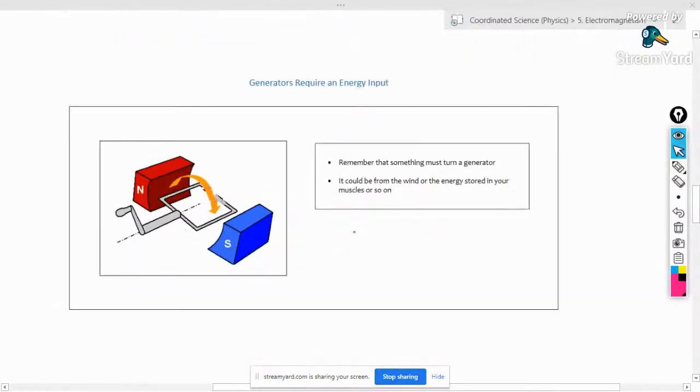Okay, so again, this is just a reminder that you have to have an energy input. In this case, in this little picture, you would have to have your hand that's turning this around. This is a hand crank like the one that we have at school. So just remember, generators require some energy input, and it turns that energy into electrical energy around the circuit.